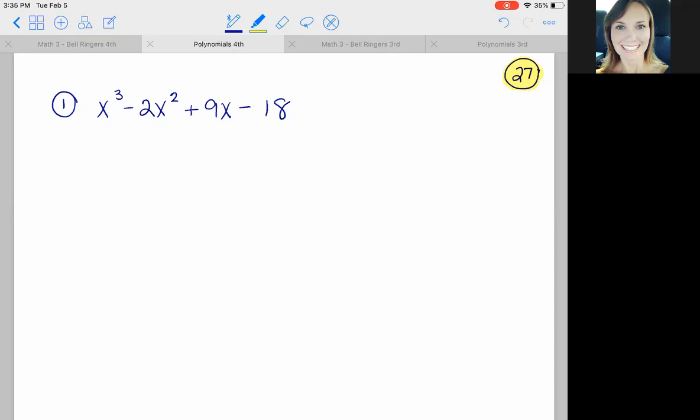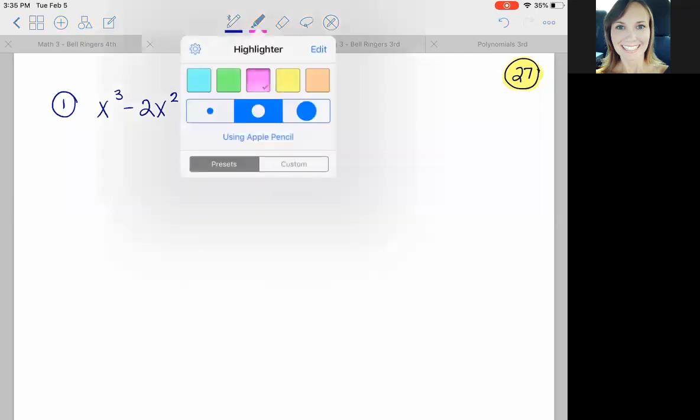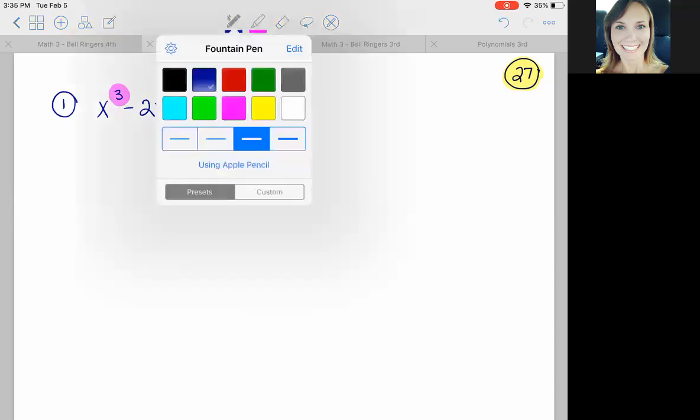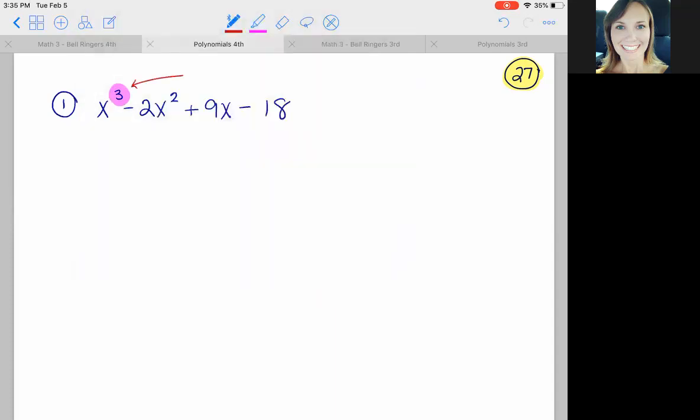I'm going to start out by using Desmos because they don't give me a 0 here. I know that my degree is a degree of 3, so I know that I should have 3 zeros. So the fact that that is a 3 means I have a degree of 3, and it means I have 3 total zeros. So real or imaginary, I have 3 zeros.